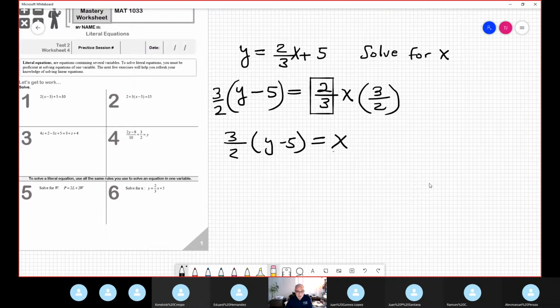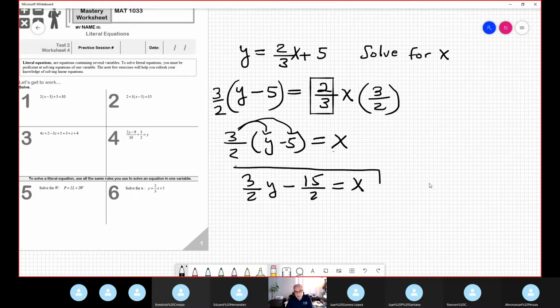Another possibility is you apply the distributive property. So you have 3/2 y minus 15/2 equals x. That's another possibility to express the final answer, without parentheses or with parentheses. Doesn't matter. Any question? Super.